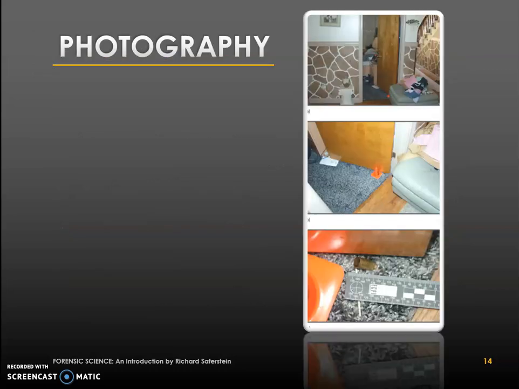And you can see here in these examples, you would have the overall photograph. Here you would have some cone markers or visual tags. Here's a ruler that they put in there to give you size and scale. So those are just some quick examples of what some crime scene photographs would look like.